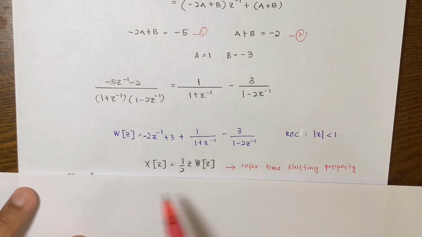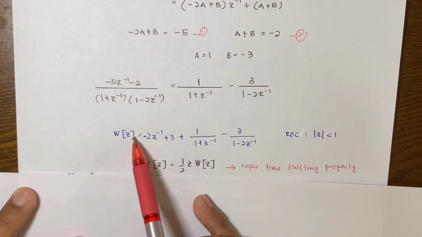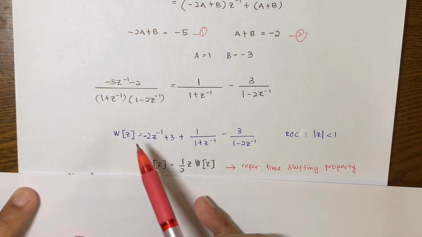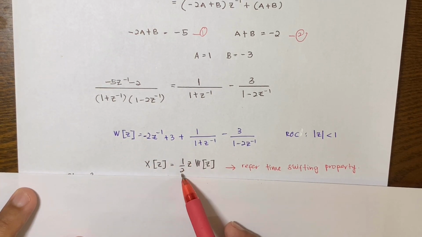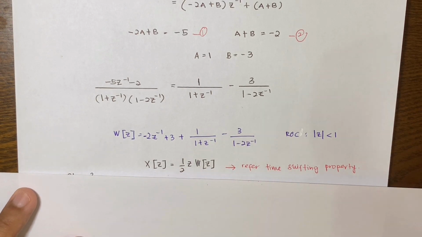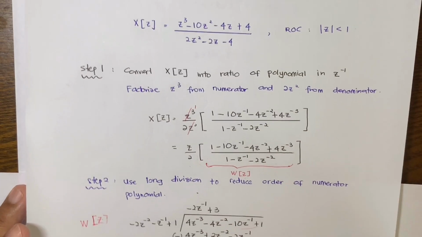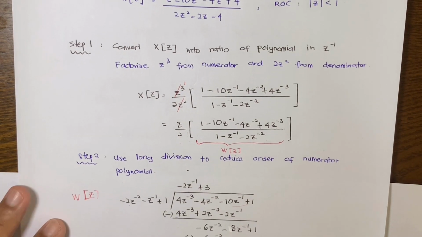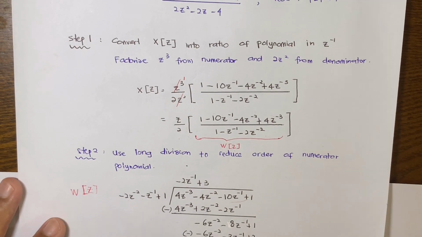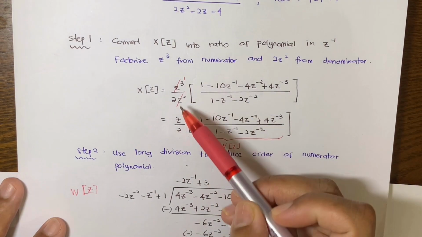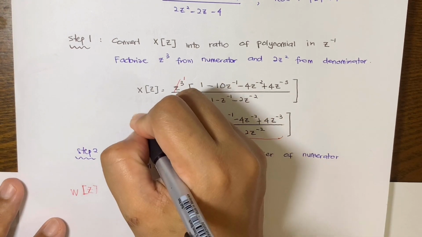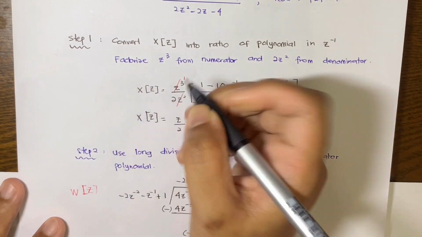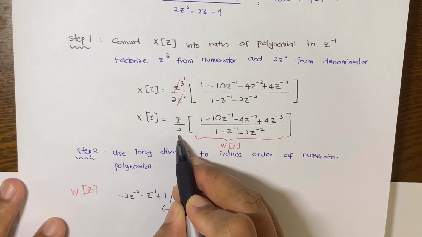So this is, okay, remember this is W(z). You need to solve for X(z). X(z) is 1 over 2 z W(z). Where do we get 1 over 2 z? It's from the previous step, step 1. Okay, refer to step 1. You already have here X(z) equal to z over 2.